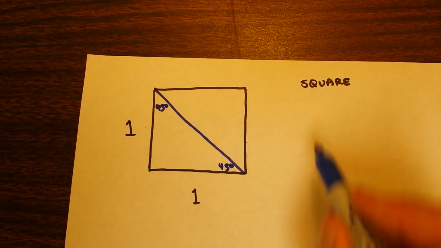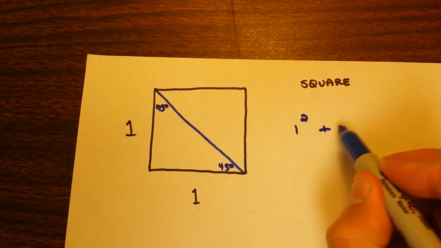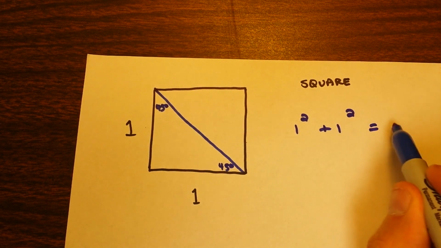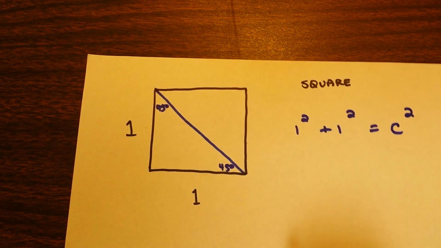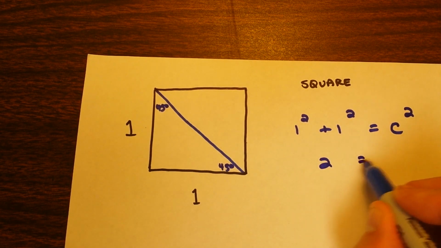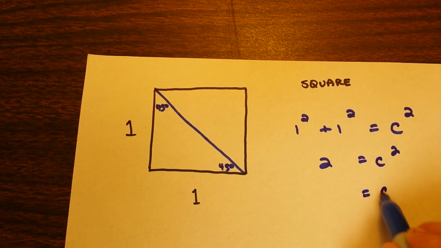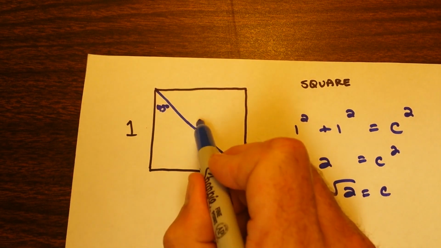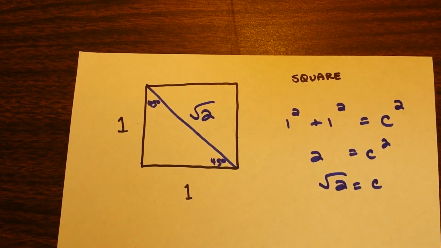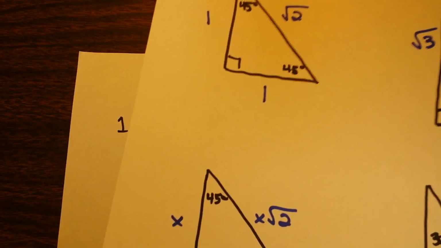And using the Pythagorean theorem, 1 squared plus 1 squared, a squared plus b squared equals the hypotenuse squared. So we get 2 equals c squared, and that hypotenuse is the square root of 2. So that's where we get the relationship in a 45-45-90 right triangle there.